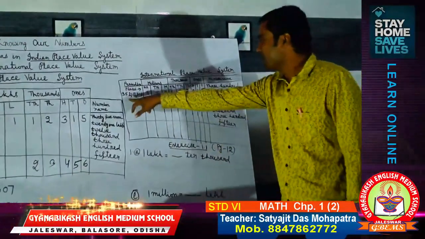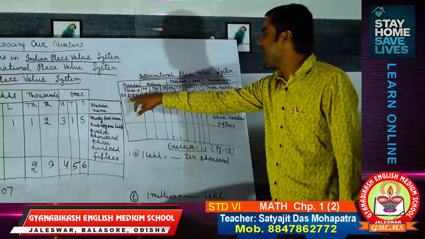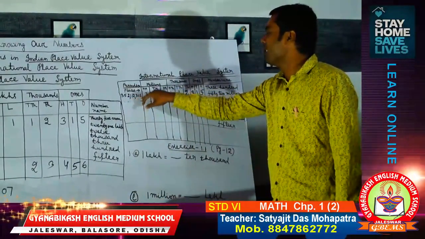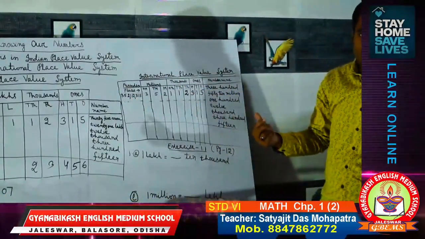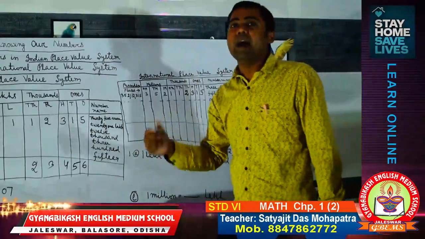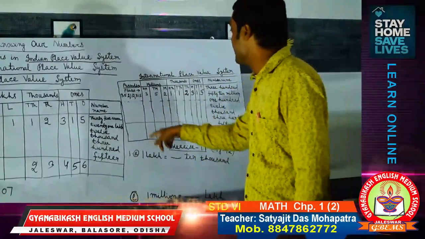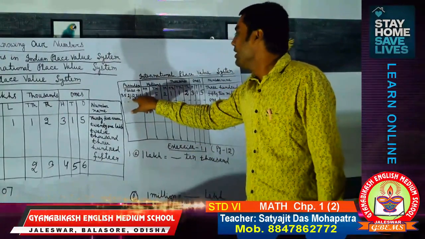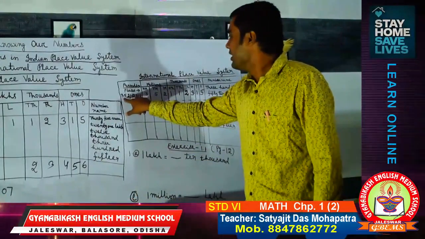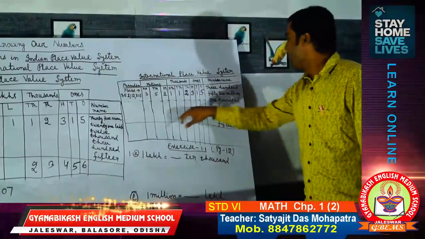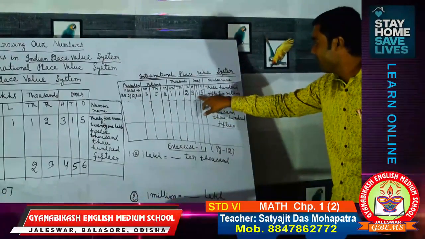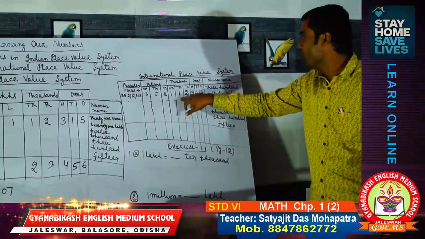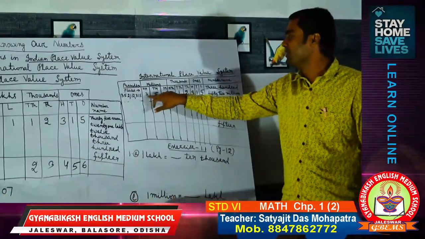The question: the number given here is 3, 5, 2, 1, 1, 3, 1, 5. What I have told is that you put a comma after three digits from the right. So here after 3, 1, 5 you put a comma, and again after three digits you put a comma. Then here 3. You write from the ones place: 5, 1, 3, then 2, 1, 1, 2, 5, 3.